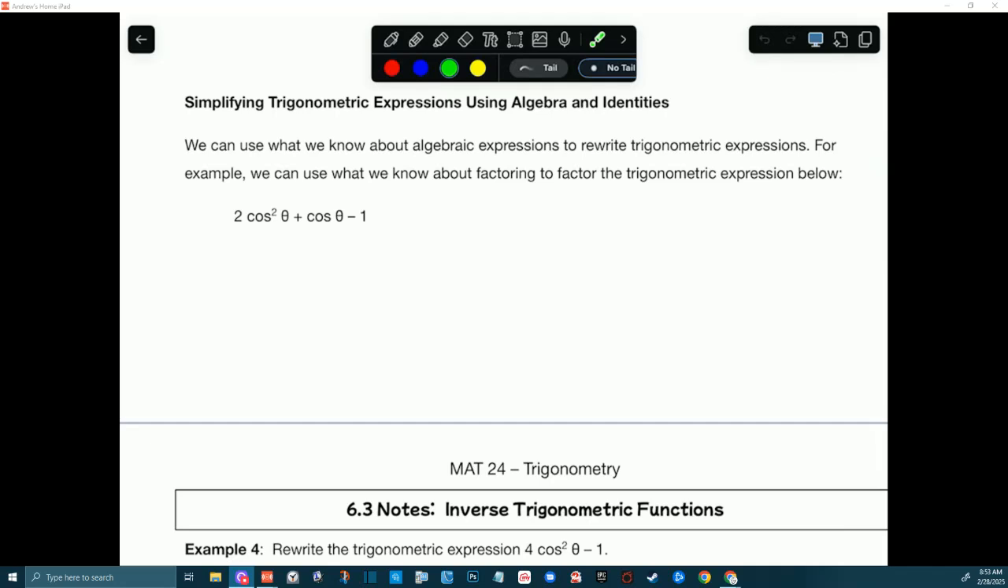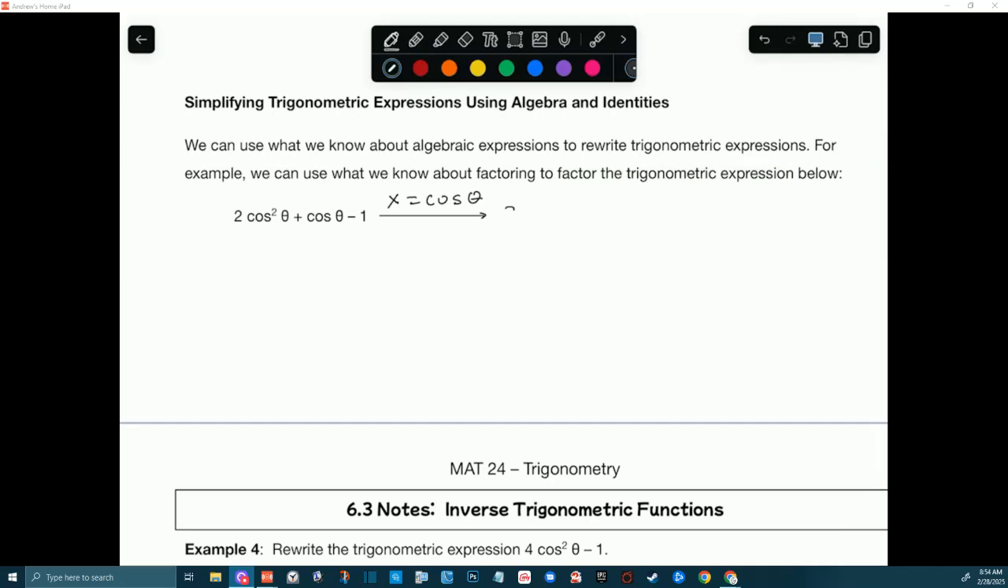So this first example, it says we can use what we know about factoring to factor the trig expression below. They want us to factor. And I see cos squareds and cos. So what I'm going to do is make a replacement in this equation. I'm going to let the variable x equal cosine theta. So everywhere I see a cosine theta, I'm going to replace it with an x.